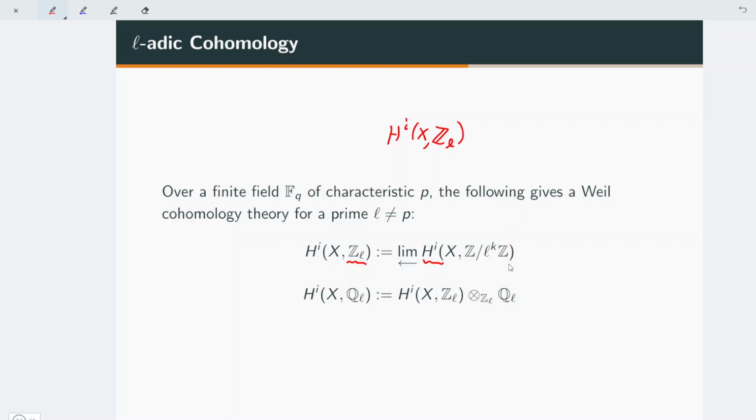So sometimes it's nice to have a vector space over a field. So the second definition, again abusive notation: Q_l is the l-adic numbers, the field of fractions of Z_l. That's just the tensor of that group up above with Q_l, and that makes it into a vector space over Q_l. So sometimes it's nice to have that.